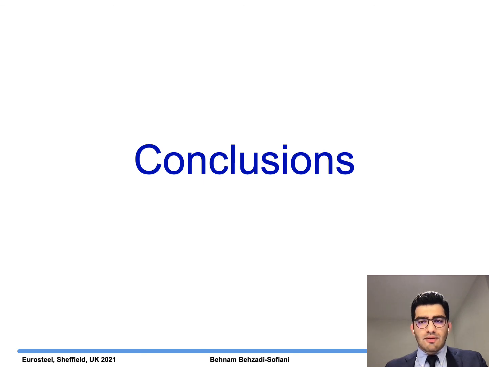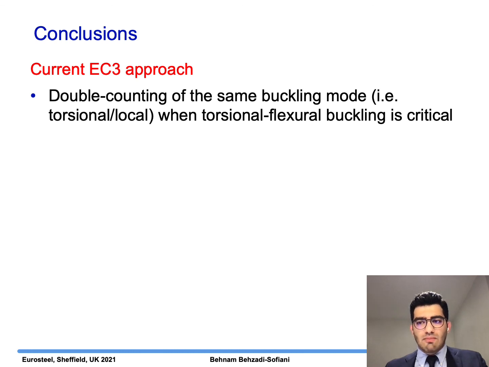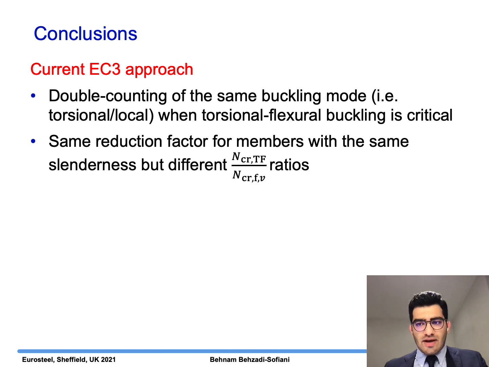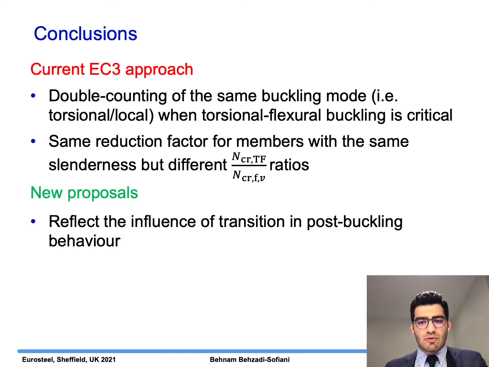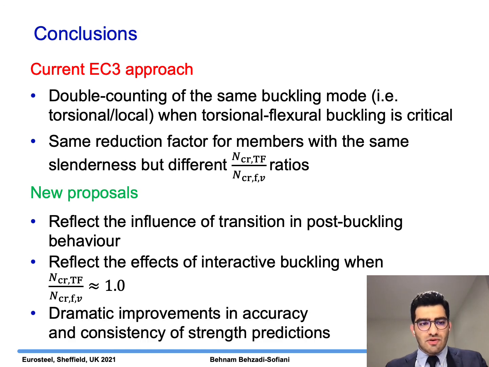In conclusion, the current Eurocode 3 approach effectively double counts the same buckling mode when torsional-flexural buckling is critical, and the same reduction factor is predicted for angles with the same slenderness but different elastic buckling load ratios. On the other hand, the new proposals reflect the influence of transition in post-buckling behavior and reflect the effects of interactive buckling when the elastic buckling load ratio is around 1. And in addition, they provide dramatic improvements in accuracy and consistency of strength predictions.